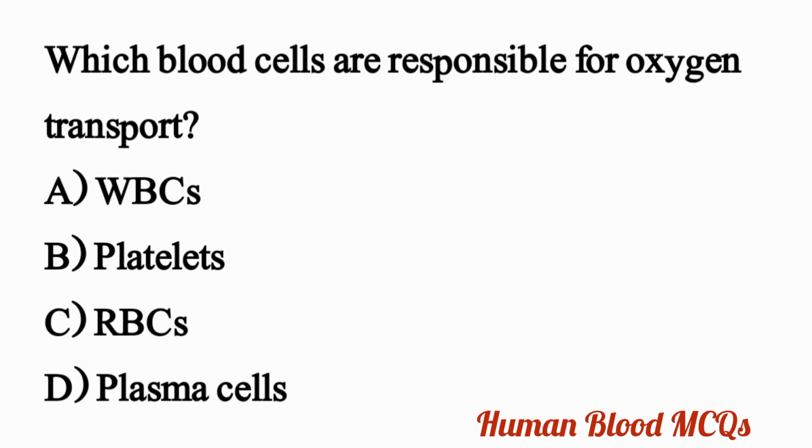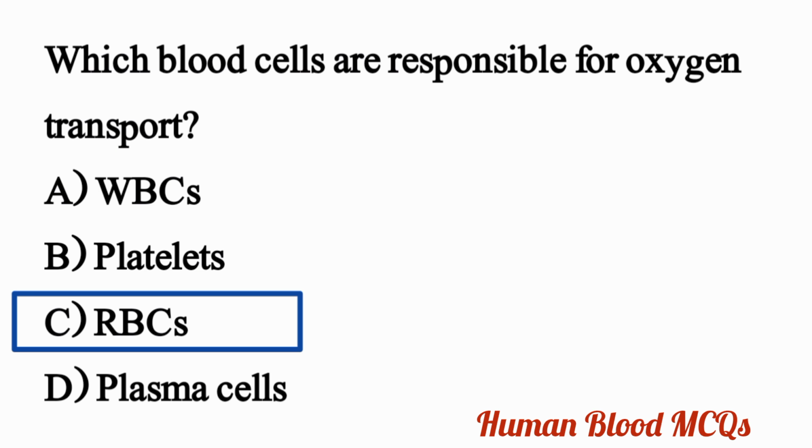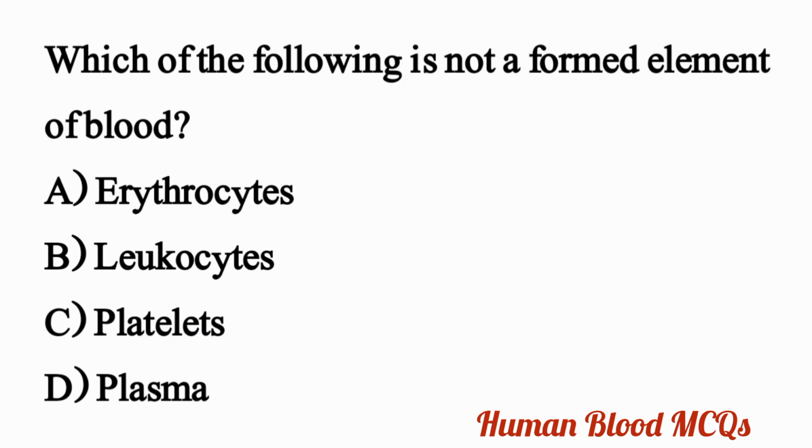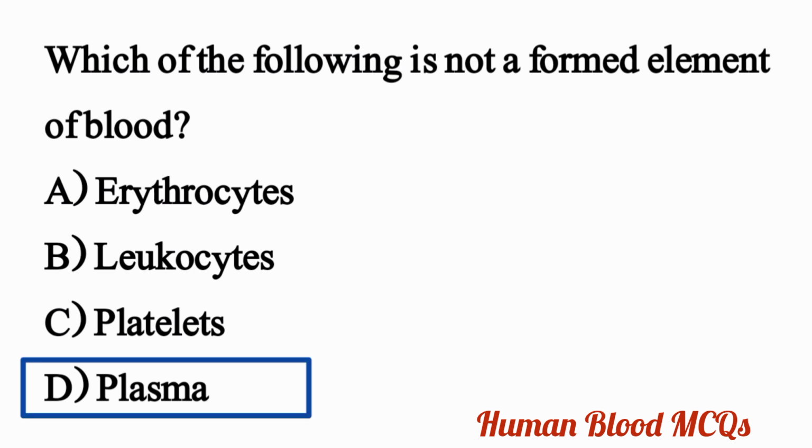Which blood cells are responsible for oxygen transport? The right option is option C, RBC. Which of the following is not a formed element of blood? The right option is option D, plasma.